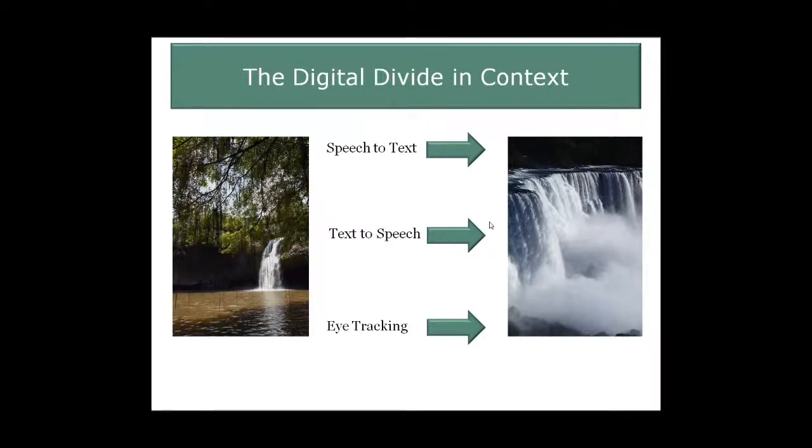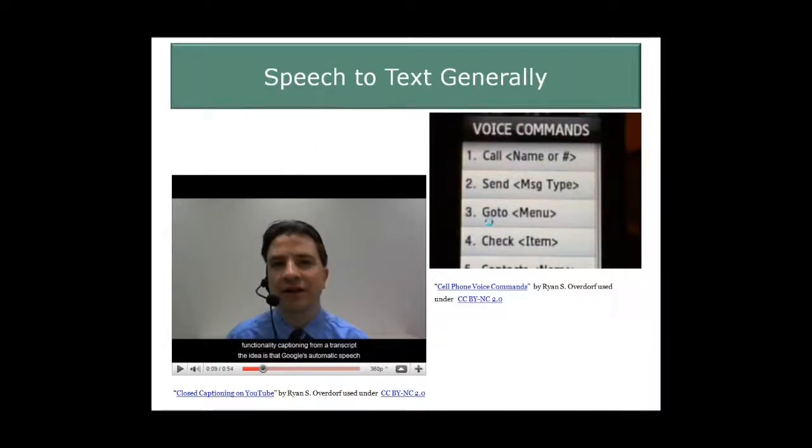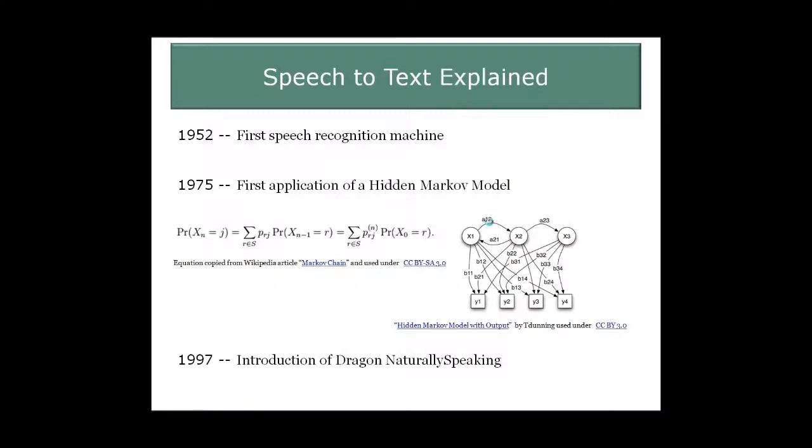Dragon Naturally Speaking is an example of speech-to-text, as are closed captioning, assuming that you are not using a transcriptionist, and cell phone voice commands, all of which trace their origin back to 1952 and the first speech recognition machine, which was a mechanical device built by Bell Labs to recognize spoken digits. It was meant to be a prototype as the first step in automating directory assistance.